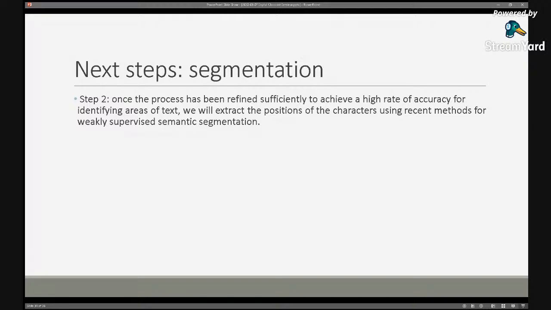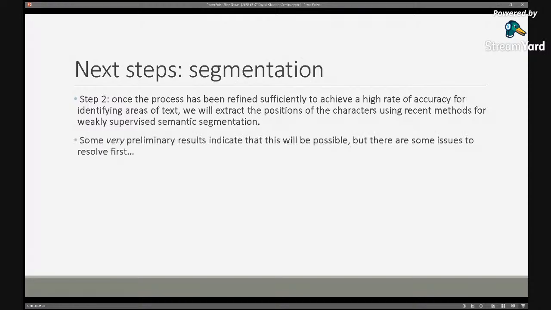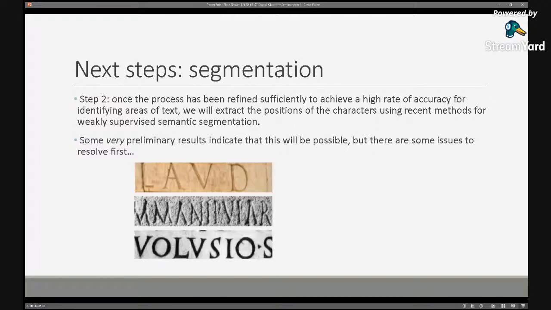So the next steps then are in step 2. Once we've refined the previous process enough that we're getting a better rate of accuracy to identify those general areas of text, we're going to start extracting the positions of the characters within those bounding boxes, and we're going to use weakly supervised semantic segmentation for that. We've got some really preliminary results, but there are definitely some issues that we need to resolve.